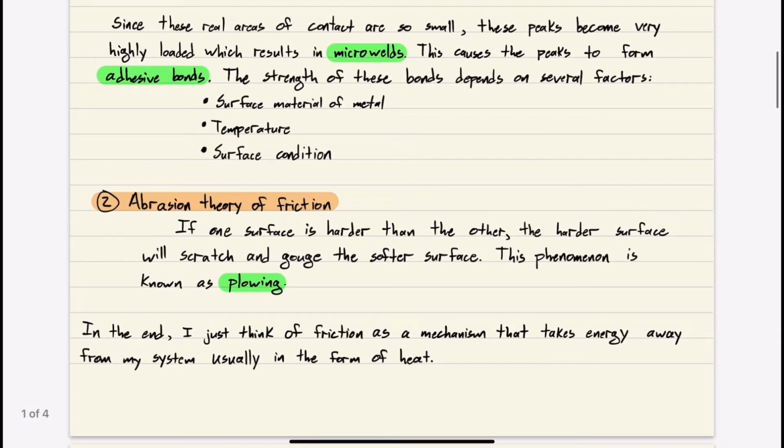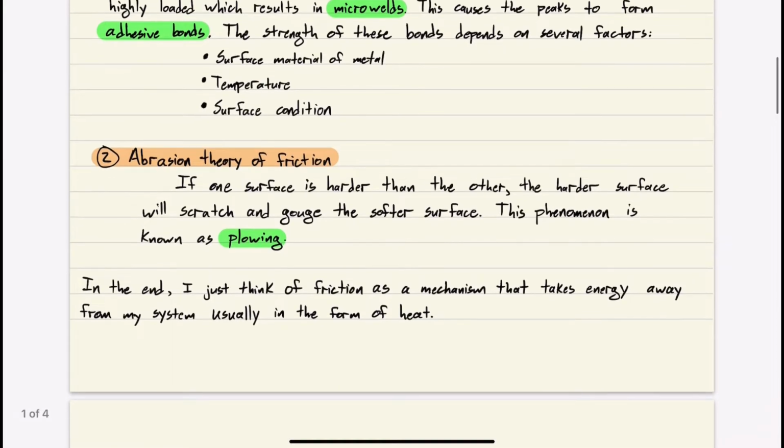Okay, so the abrasion theory of friction. This one's a little easier for me to understand. If one surface is harder than the other surface, then the harder surface will scratch and gouge into the softer surface, and this is known as plowing. It's like what it sounds like: if you have a tractor in a field pulling a plow behind it that's turning up the earth, that metal plow is digging into the soft earth. That's the same concept as two metal surfaces touching. If one's harder than the other, the harder one's going to plow and scrape into the other one, and that's going to cause friction.